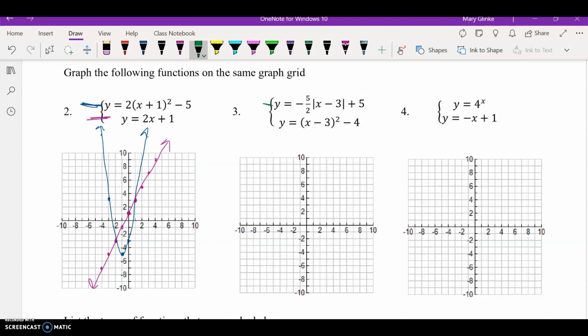So for example 3, did you graph an absolute value that was right 3 up 5 with a slope of down 5 over 2? Should look like a V shape. Check your points. It should look like this. And at the same time here, we can go ahead and graph this quadratic, right 3, down 4. And your 1, 3, and 5 pattern remains intact.